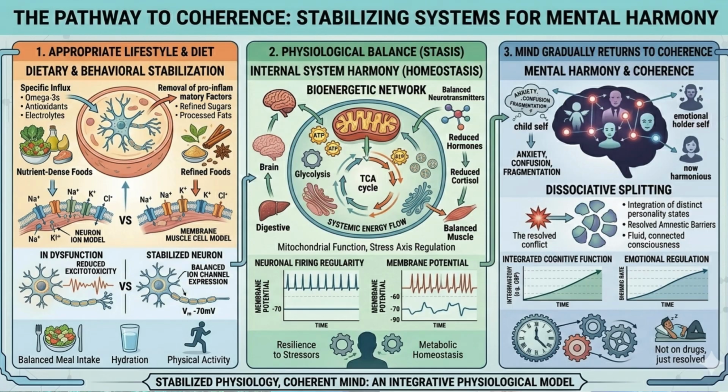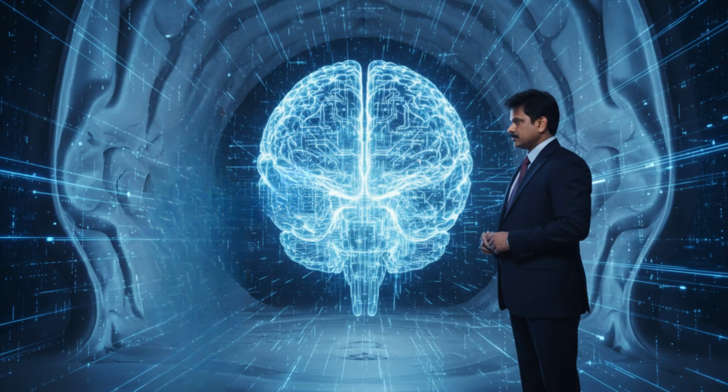This insight reminds us of something important. The mind is rarely broken. Often it reflects deeper imbalances within the body's systems. When those systems are stabilized through appropriate lifestyle, diet, and physiological balance, the mind can gradually return to coherence. On this Multiple Personality Day, perhaps the most powerful realization is this: the human mind is a living system. When its internal balance is restored, even the most divided voices within a person can reunite into a single, stable self. Thank you.